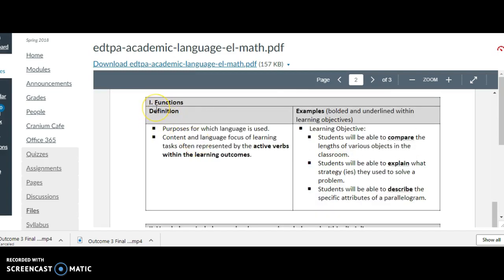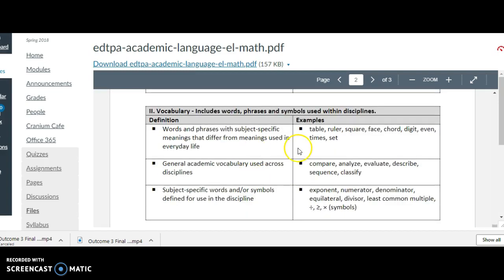So language function, which is out of order from your lesson plan, talks about the purposes for which language is used, the active verbs within the learning outcomes. So remember, those are the active verbs that you got from the Bloom's taxonomy. You're talking about why this language helps their learning. And so then you can rewrite your learning objective. Here's why. And you really just kind of rewrite your learning objective, sort of.